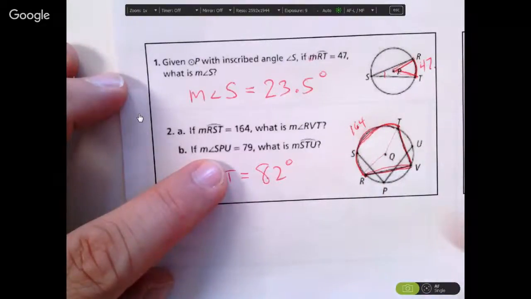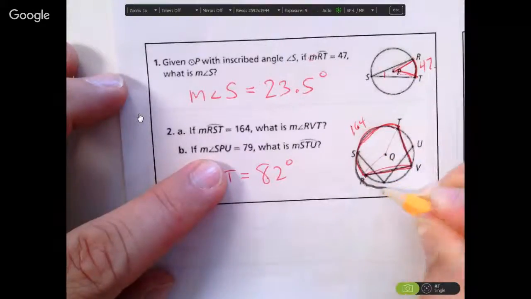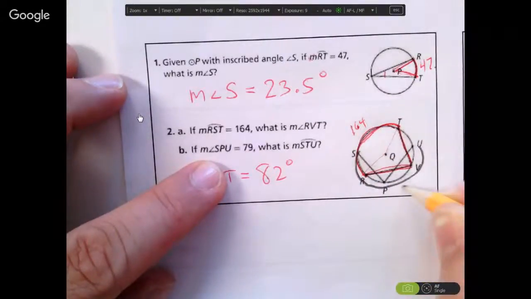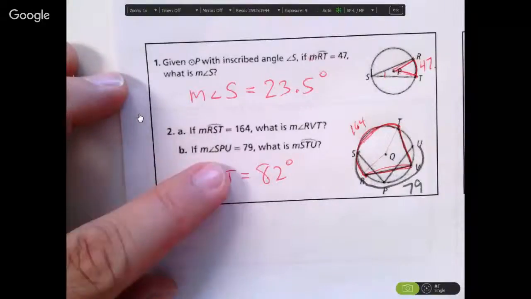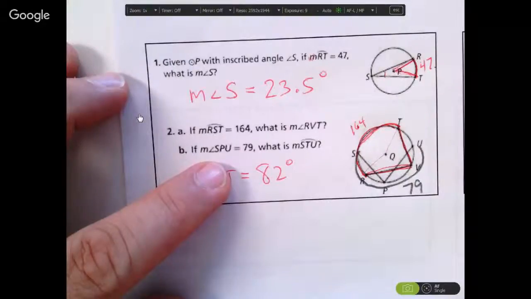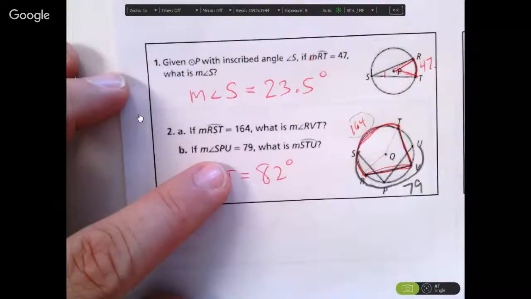SPU, and we go in the order that it gives us. So SPU is 79. I like what they did here. How do you know which one is the central angle? They're all the central angle. So when they give it to you on the outside, this is the same as the central angle. Okay. So this one's central angle is 79, but they did something weird.